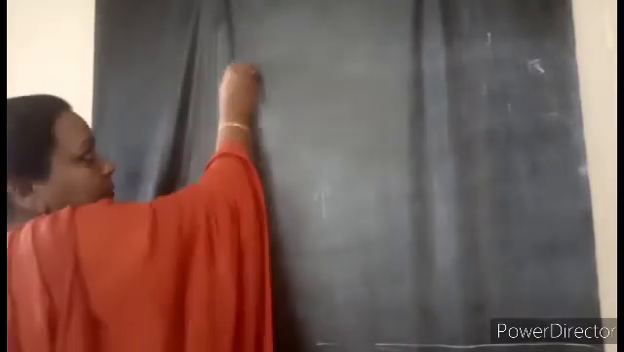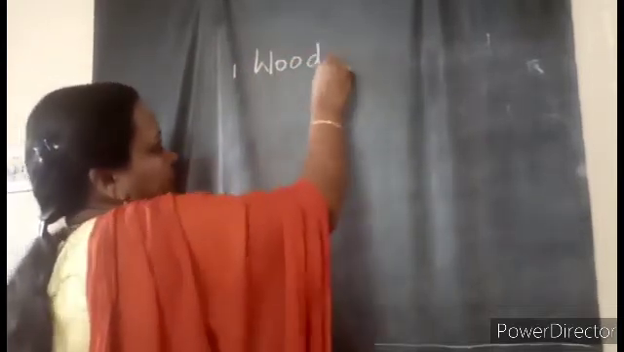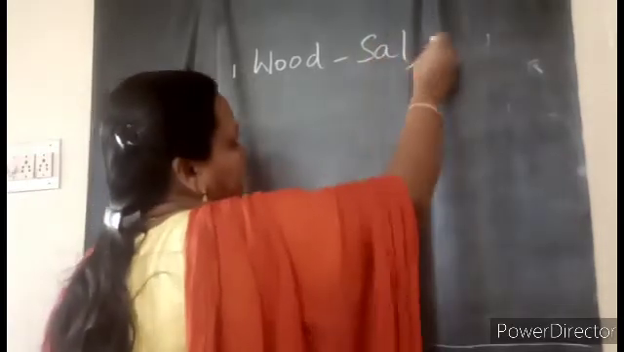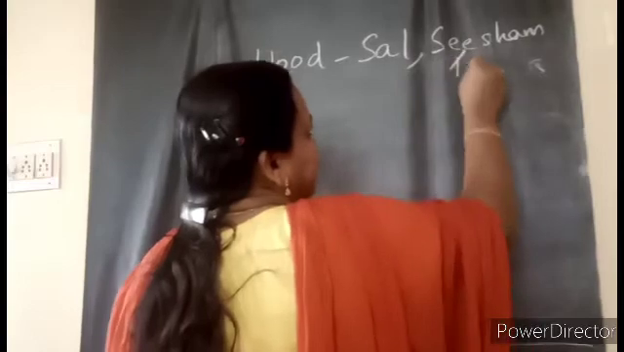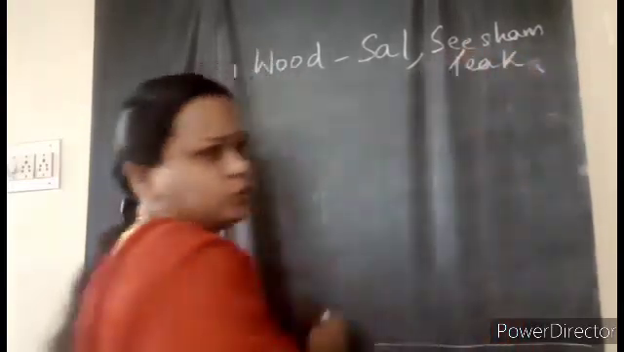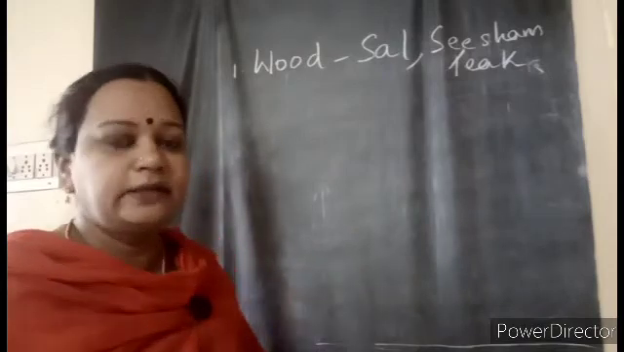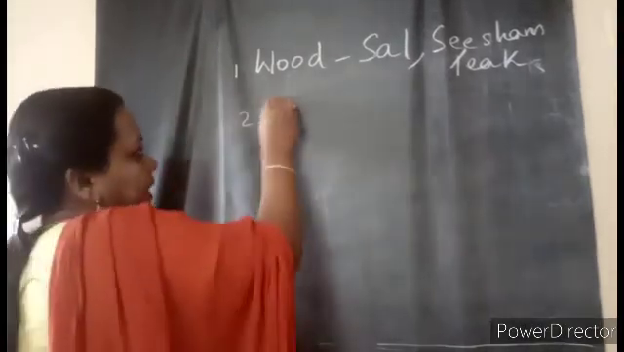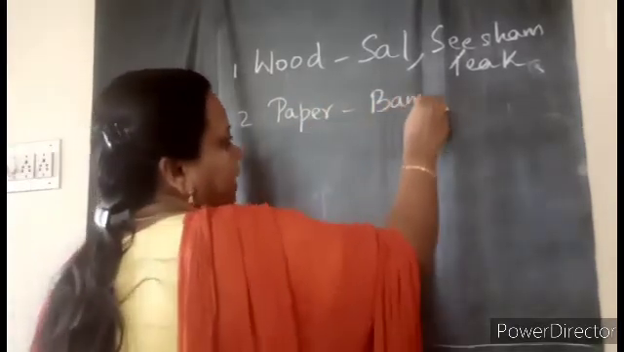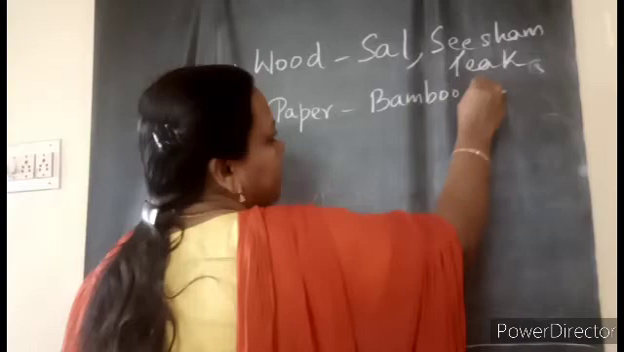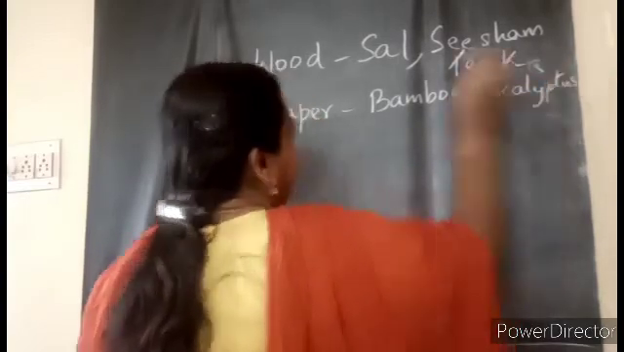Shall we start from wood, children? Generally we get wood from trees called sal, sesame, and also a very simple one, teak. There are so many, teak wood, rosewood, and out of your interest you can find out the other names also. Next, paper. Generally, paper we get from bamboo trees, children. Bamboo trees and also eucalyptus trees are used to make paper.